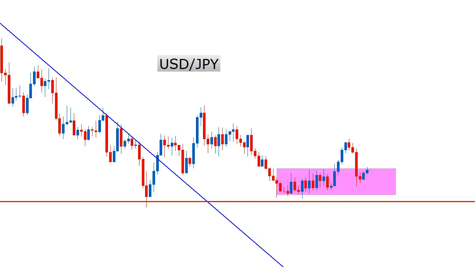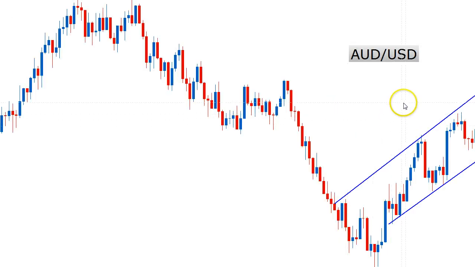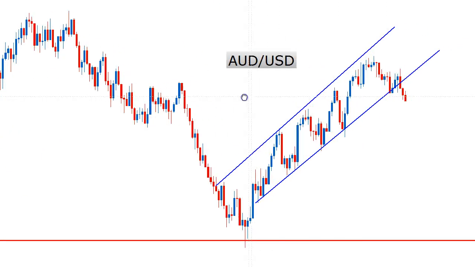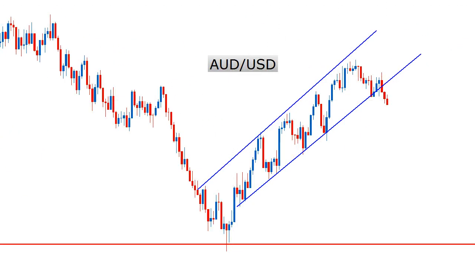Now, I mentioned that some pairs are continuing their long-term trends, it appears, and some are breaking out. And AUD certainly appears to be breaking out of its recent trend. AUD has been in a very strong uptrend for a few months, and you can see that these three bars are signifying a very convincing breakout to the downside of the AUD dollar.